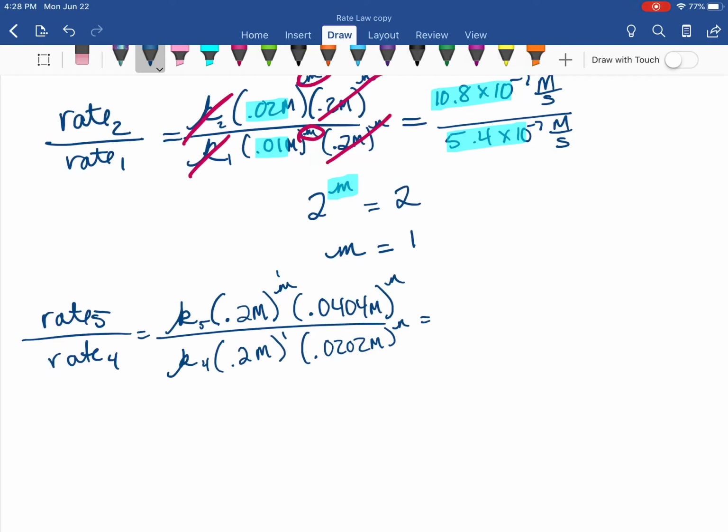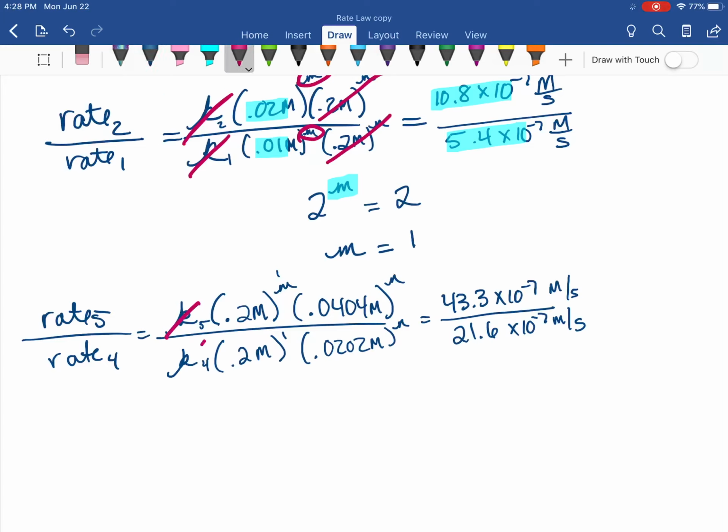And let me go ahead and put those rates in there. 43.3 over 21.6. And these are both molarity per second. All right, bust out your calculator. Just kidding. I think you can do this in your head.